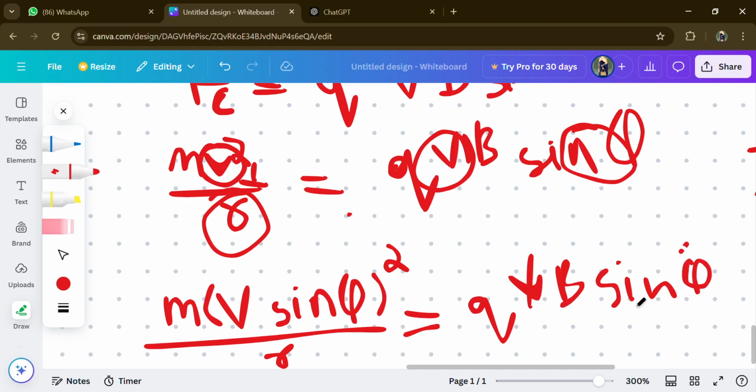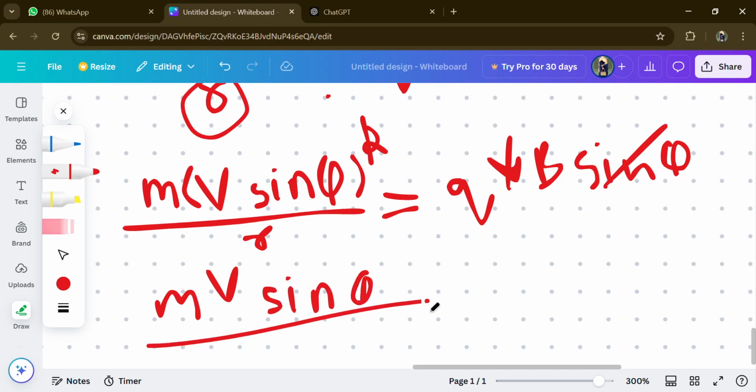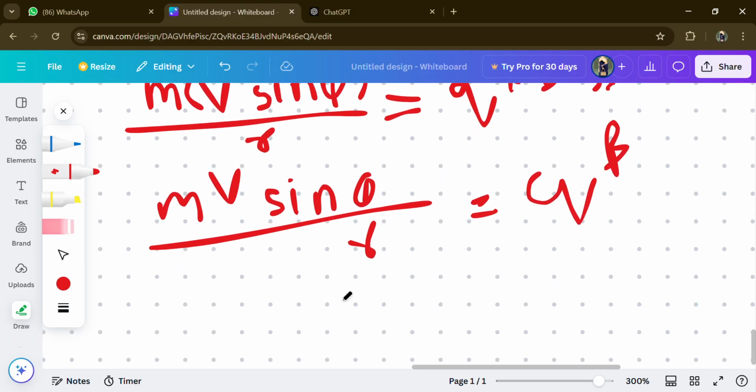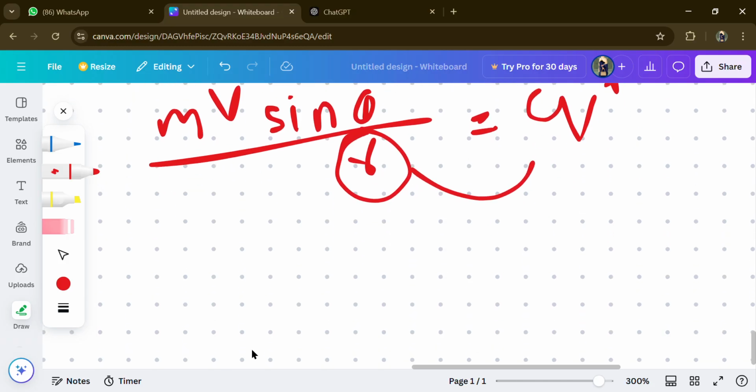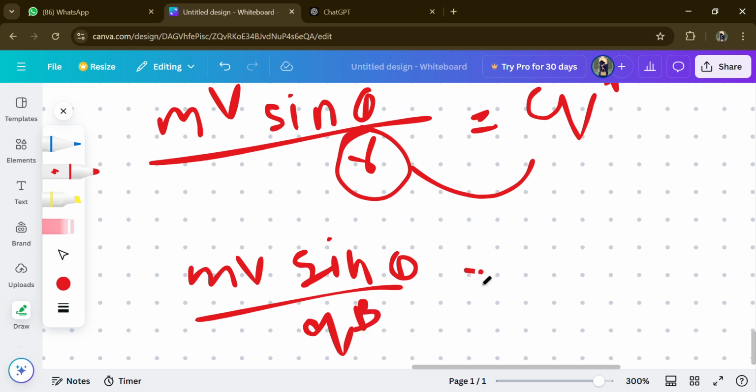Can I cancel out this sine theta and V with this square? We would be left with only mv sine theta upon r, equal to qB. Here qB is multiplying, after going there it will divide, and this r is dividing, after going there it will multiply. So we directly get mv sine theta divided by qB, equal to r. That's how we derive the formula to find the radius of the superimposition.